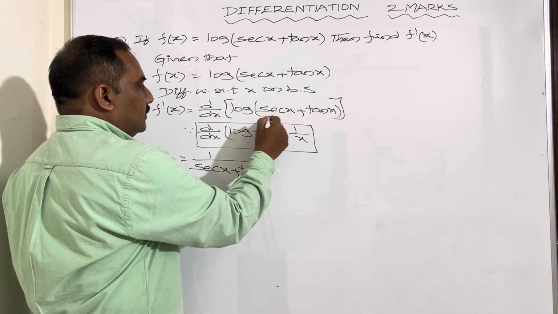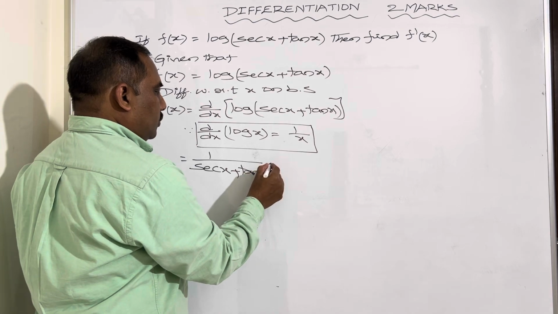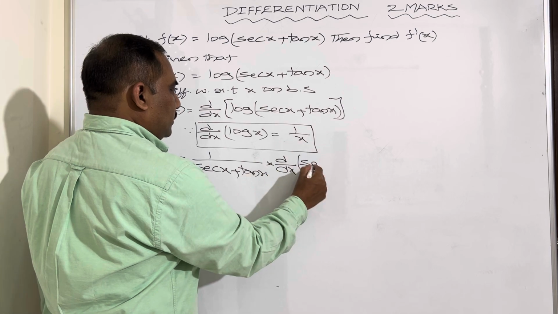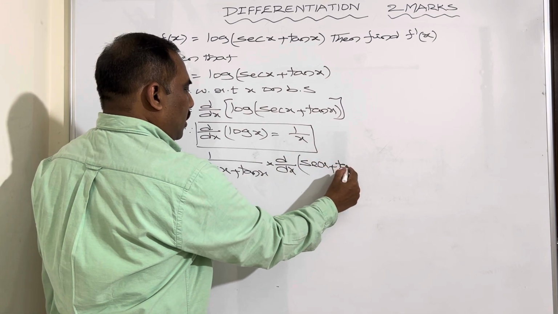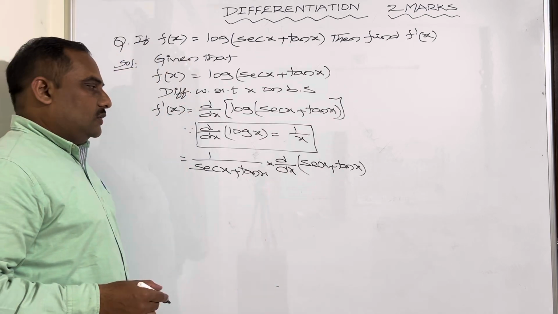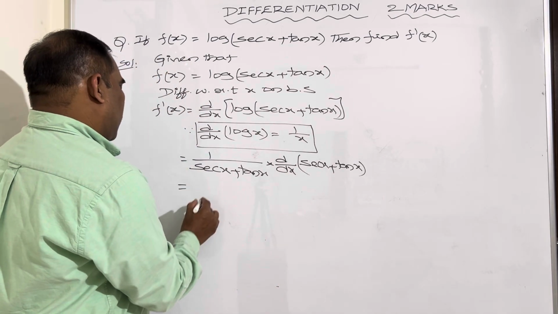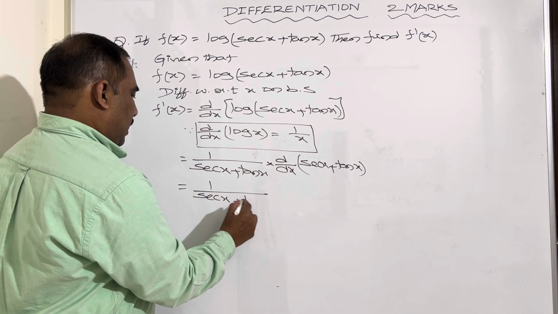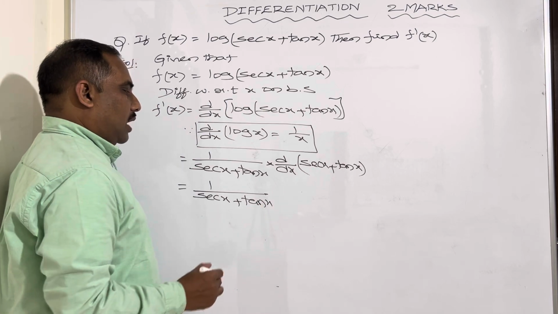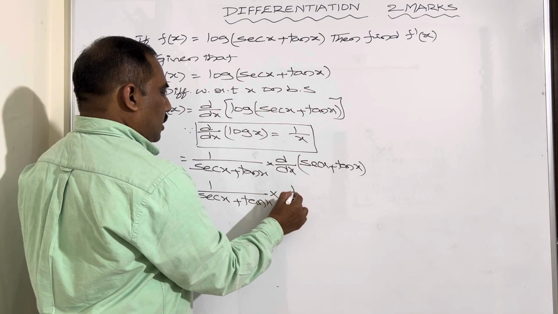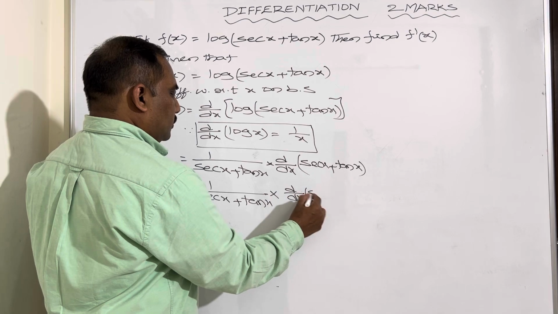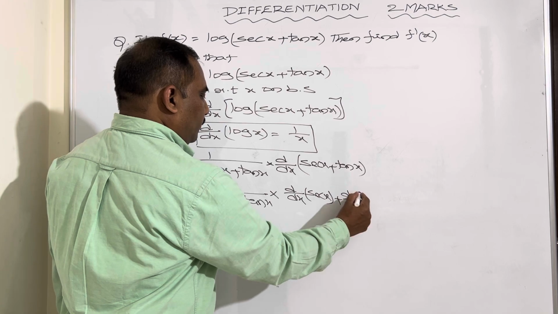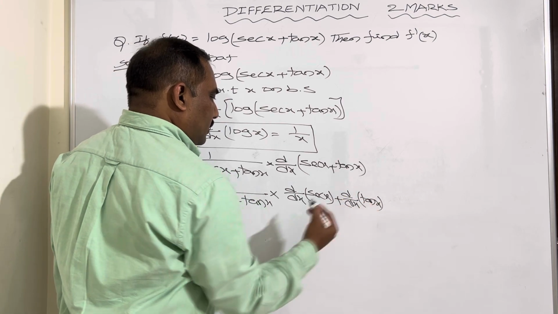But here x is secant x plus tan x, so again you have to do the derivative of secant x plus tan x. So f dash of x is equal to 1 by secant x plus tan x into the derivative of secant x plus tan x, that is d by dx of secant x plus d by dx of tan x.